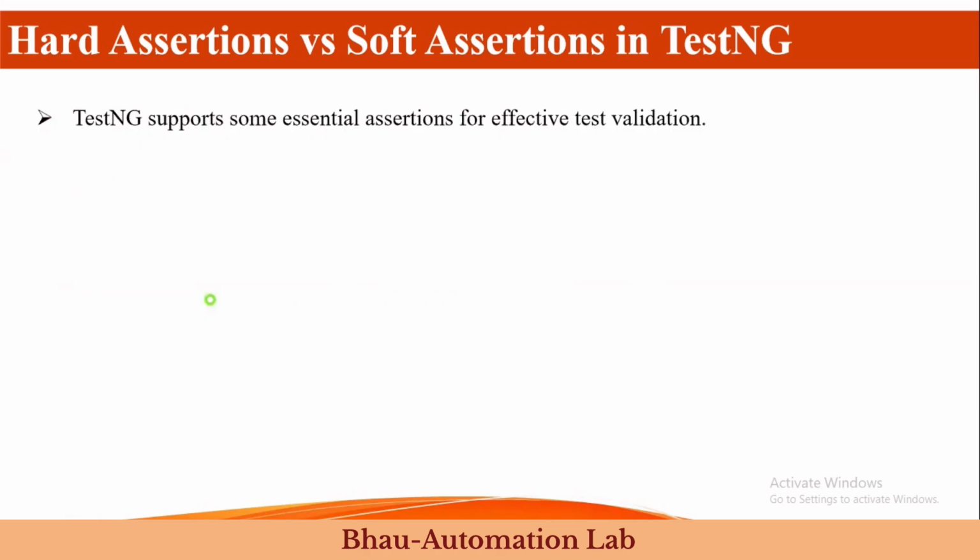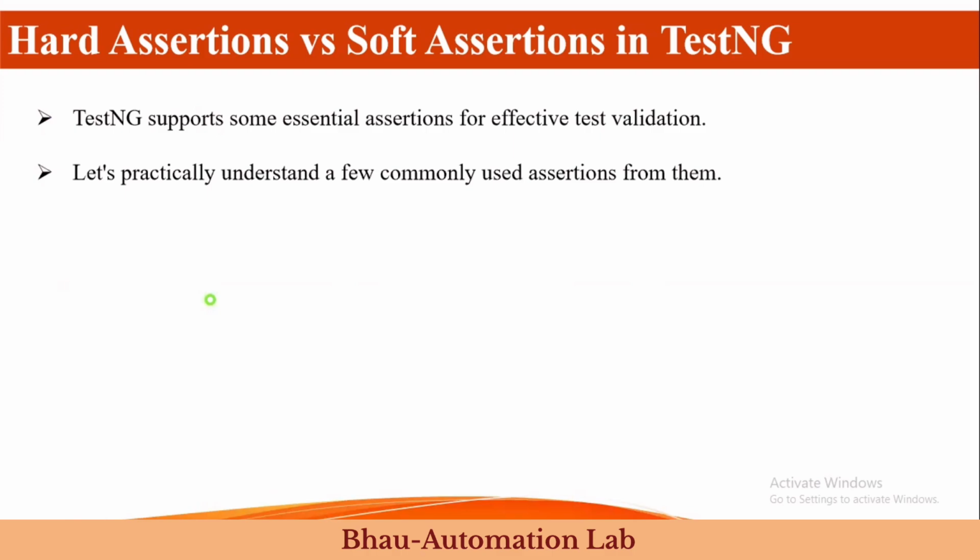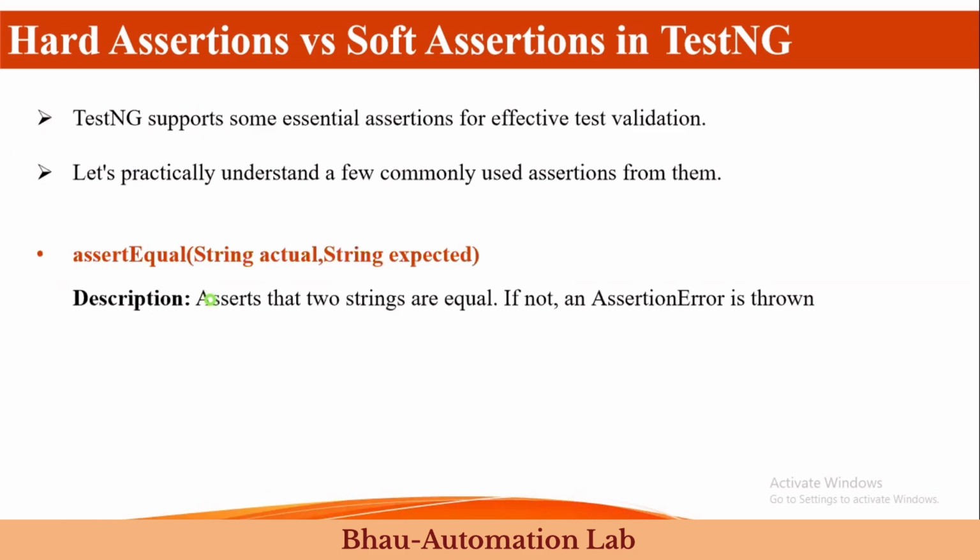Now let's understand that TestNG supports some essential assertions for effective test validations. Let's understand a few commonly used ones from them. First, assertEquals with string actual and string expected. The description of this method is: asserts that two strings are equal. If not, then an assertion error is thrown. It's checking the two particular strings you are defining, and if the strings are not matching, it will throw an exception.